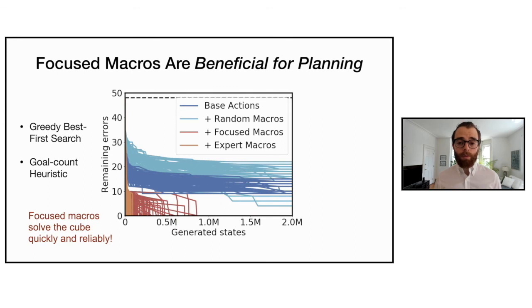Now, even if we don't do that, the budget for learning the focused macros was only 1,000,000 steps. So in the case of the Rubik's Cube, if we offset the planning time by this budget for learning the focused macros, then we still are able to solve the Rubik's Cube 100% of the time within the 2,000,000 state planning budget. And that's really amazing because it means that we were able to both learn the focused macros and plan with them and solve 100% of the problems, whereas with the base actions alone, we couldn't solve any of the problems in that same planning budget.